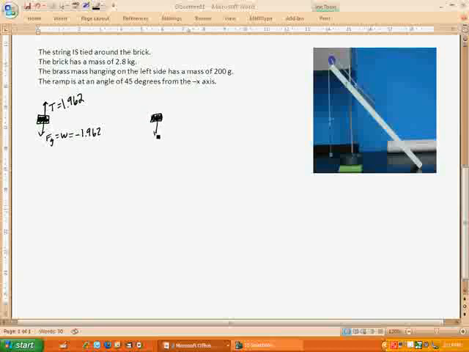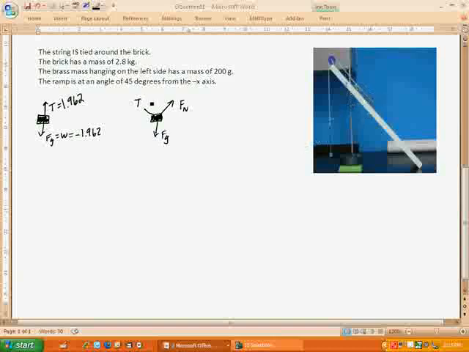We've got, of course, the force of gravity pulling down, or the weight of the brick. We've got the normal force, which pushes up in this direction, obviously perpendicular to the ramp. We've got the tension, which pulls up this way. Tension is pulling in the direction of the brick.